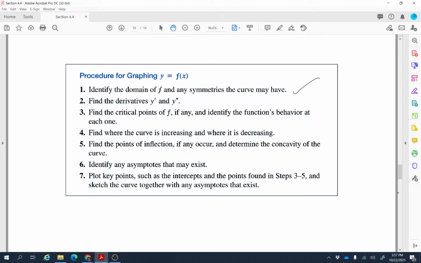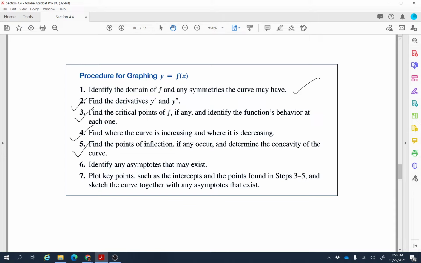Then after that, find the first derivative and second derivative. By using those derivatives, find the critical points, if any, and identify the function's behavior at each one. So after finding the critical points, you need to find whether the function has a local maximum or local minimum at those points, and also find where the curve is increasing and where it's decreasing, by using the first derivative. You can always say if the first derivative is positive, then the curve is increasing. If the first derivative is negative, then the curve is decreasing.